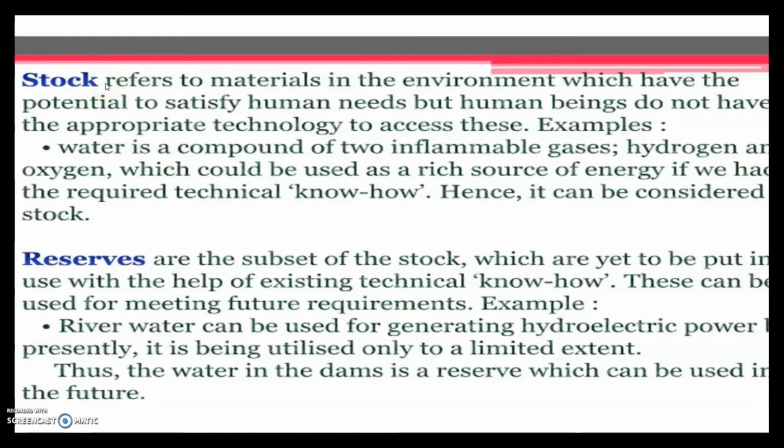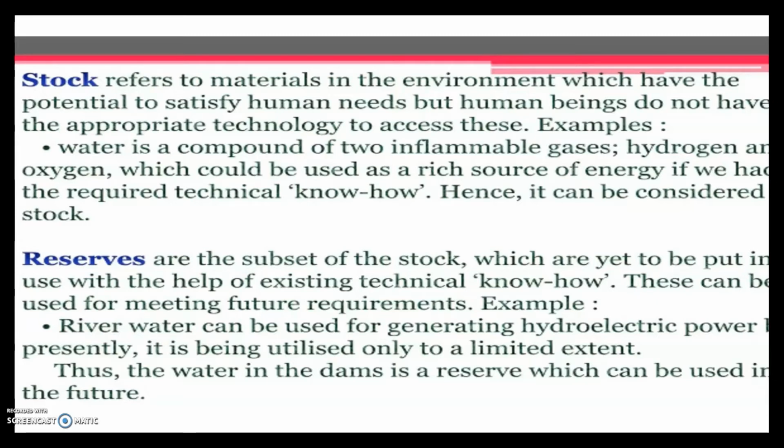What do you mean by stock? Stock refers to a material in the environment which has the potential to satisfy human needs, but human beings do not have the appropriate technology to access these. For example, water is a compound of two inflammable gases, that means hydrogen and oxygen, which could be used as a rich source of energy if we had the required technical know-how. Hence, it can be considered as the stock.